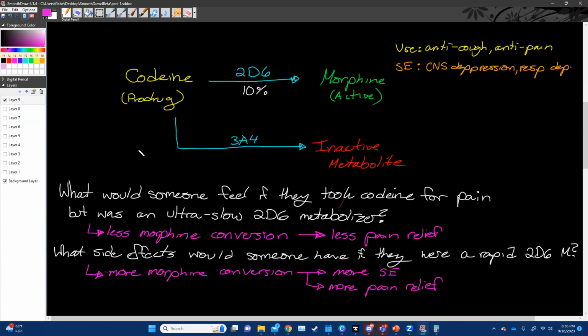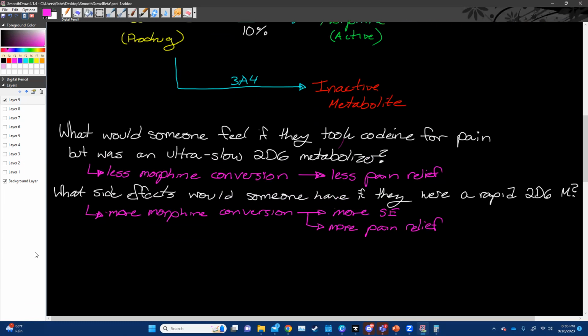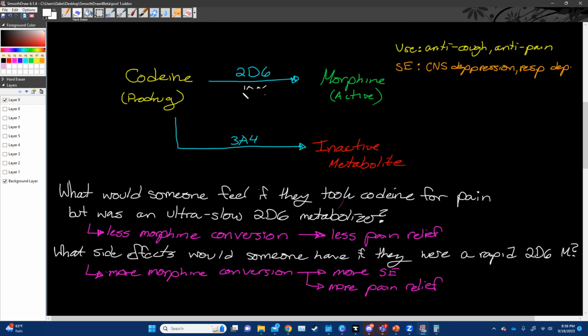Would you give codeine to someone who is an ultra rapid metabolizer? You could, but what would you have to do to the dose? Would you increase it? No. Well, let's see. If you have someone who is an ultra rapid metabolizer, let's say they're at 50% conversion. Now, normally 10% is what happens. Let me put some colors in here.